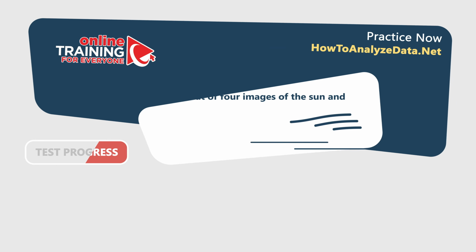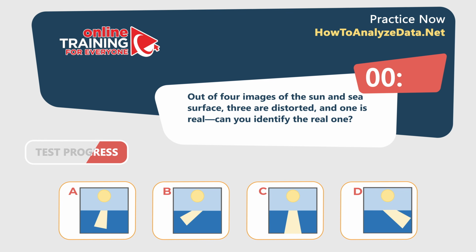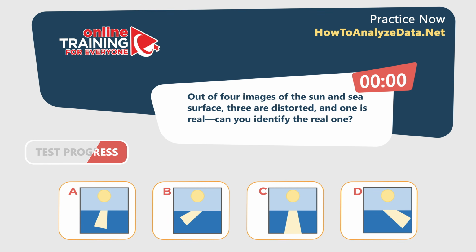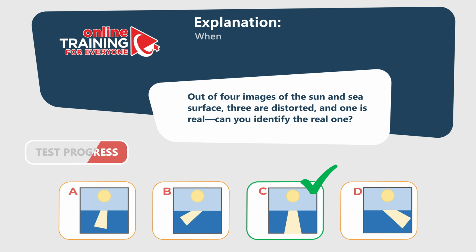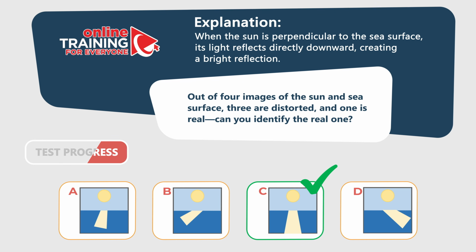Out of 4 images of the sun and sea surface, 3 are distorted and 1 is real. Can you identify the real one? The correct answer is choice C, and here's why. When the sun is directly overhead, its light reflects straight down onto the sea surface, creating a bright and natural reflection.